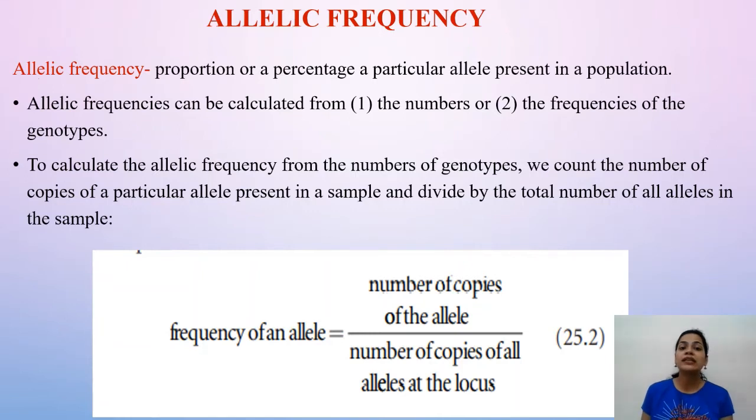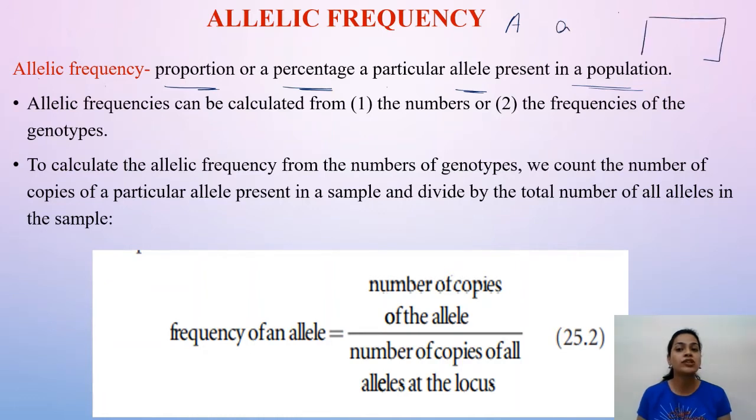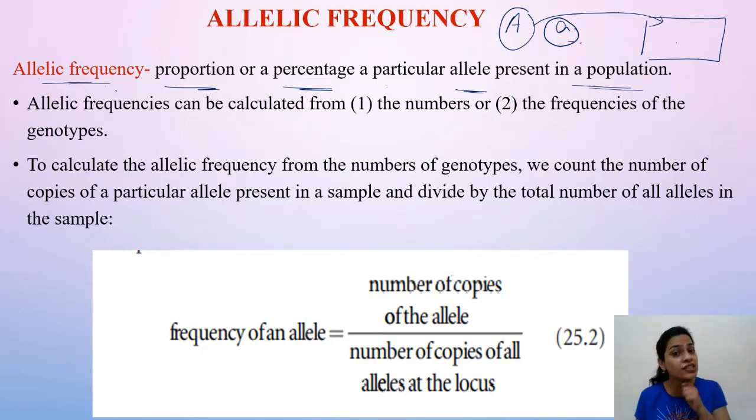Okay, now similarly we can calculate the allelic frequency. So what exactly is the allelic frequency? It is the proportion or the percentage of a particular allele in a population. Fine. If I am saying there are two alleles, capital A and small a, and this is the population, what is the percentage of individuals having this kind of allele? That will give me the allelic frequency. What is the proportion of the A allele in this particular population? How many individuals have this kind of allele in their genotypes? If I can calculate that, I can simply get the frequency of the allele.